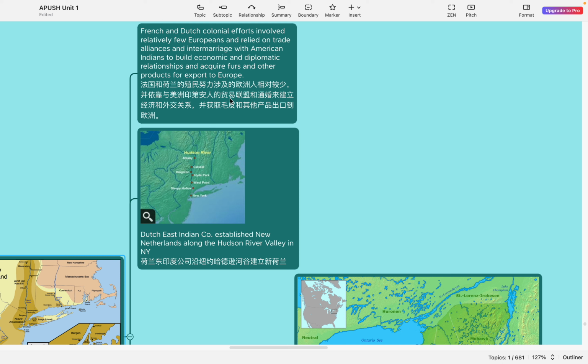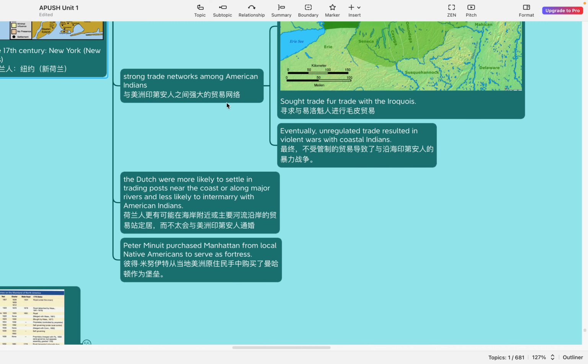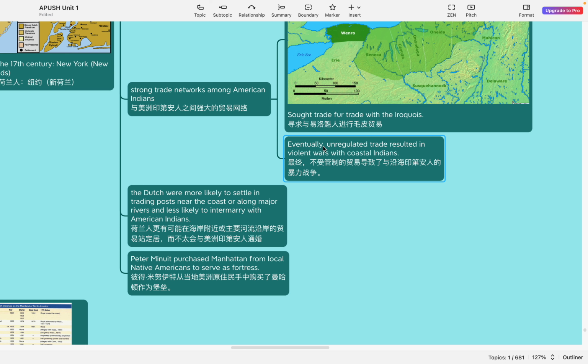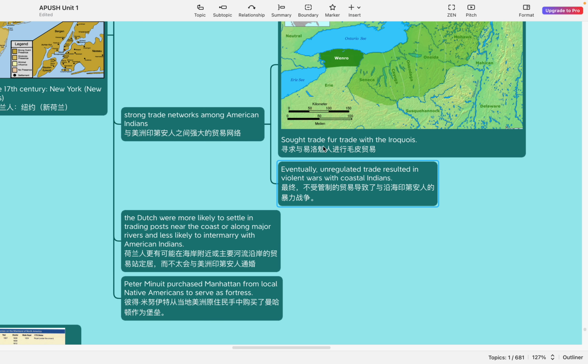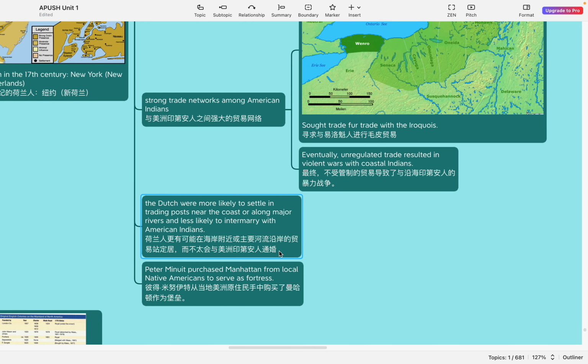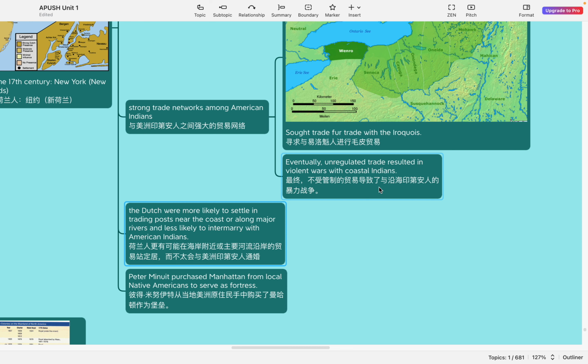The Dutch, like the French, focused on trade alliances, but eventually got into violent conflicts with coastal natives. Their colonies were fewer, often located near trading posts along major rivers or the coast. The Dutch were like the cool, laid-back cousins who just wanted to set up shop and trade, but sometimes things got a little heated.